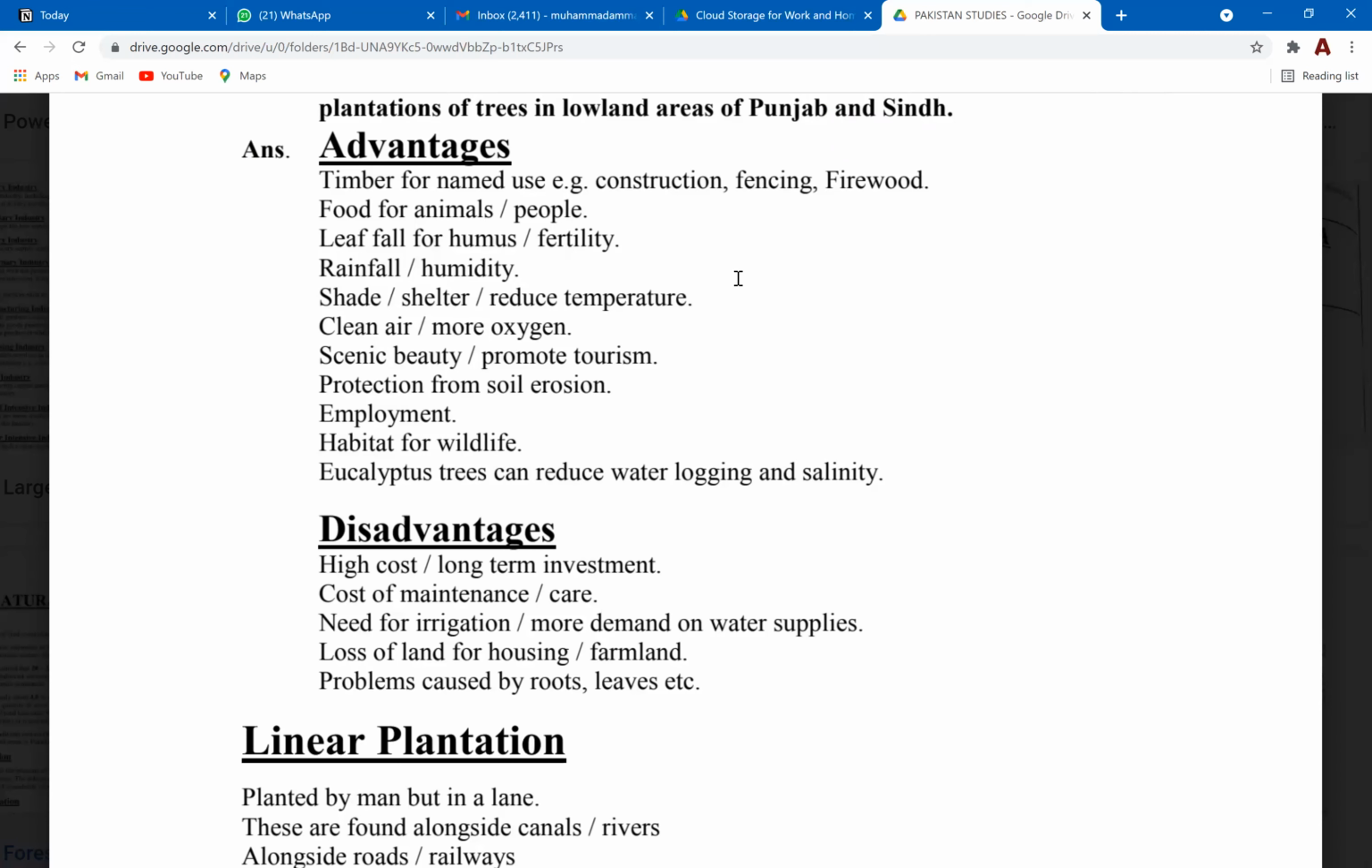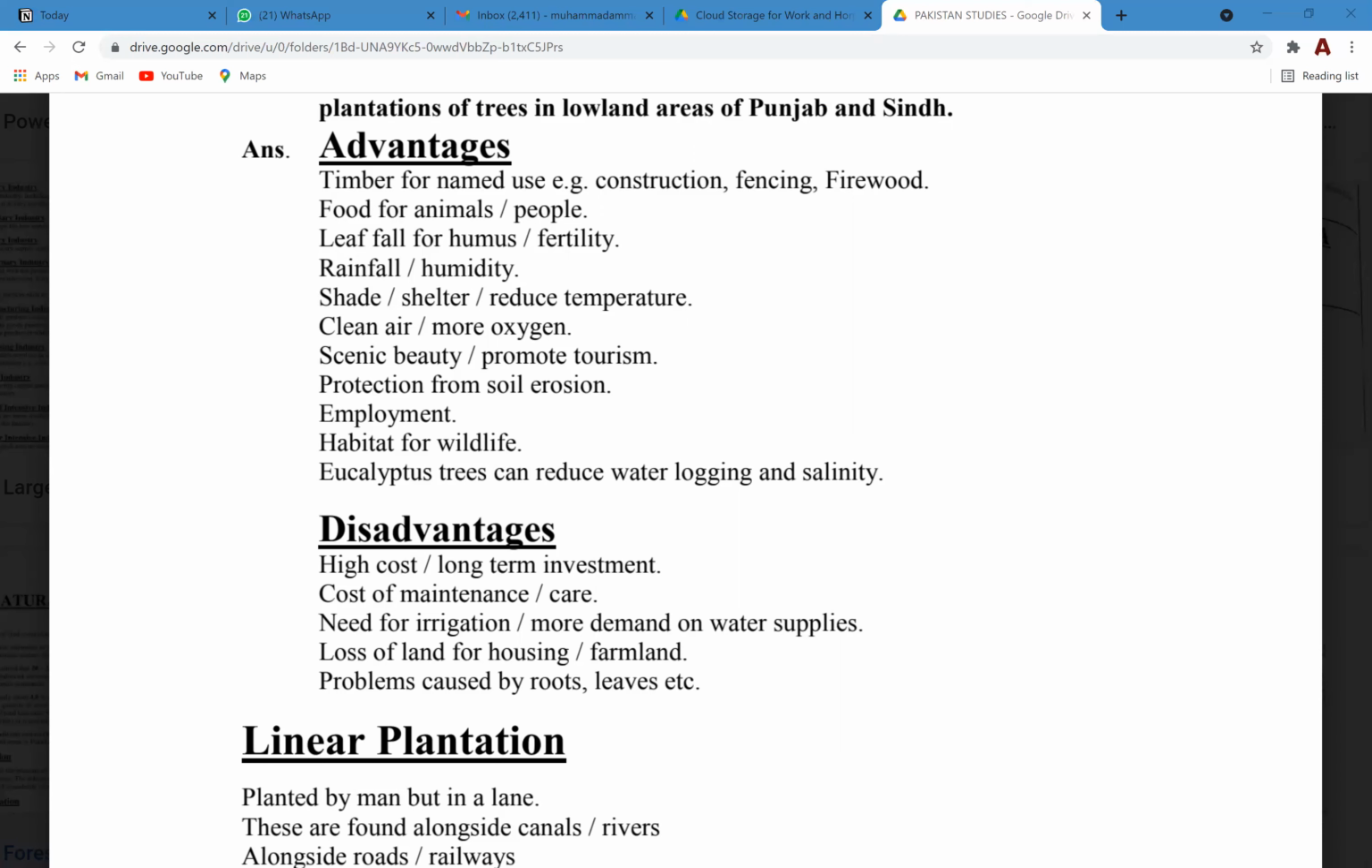Okay. Just a second. All right. So this is a typical 6-mark question. Just a second. I don't know why my pen is not working. Anyways. Just a second.